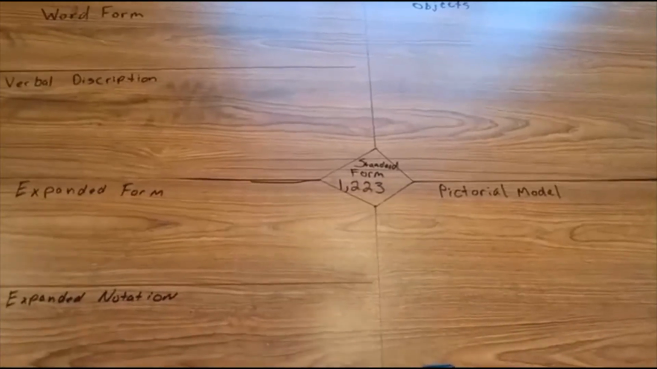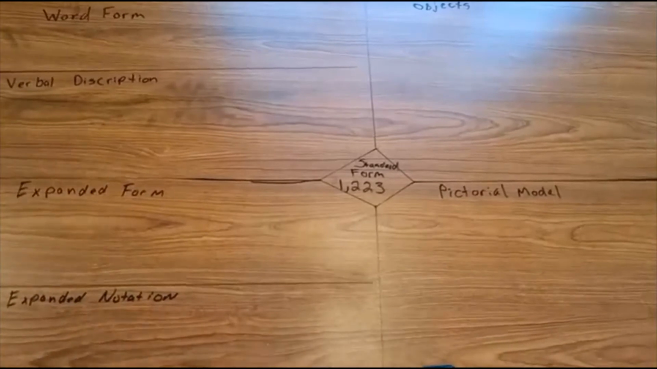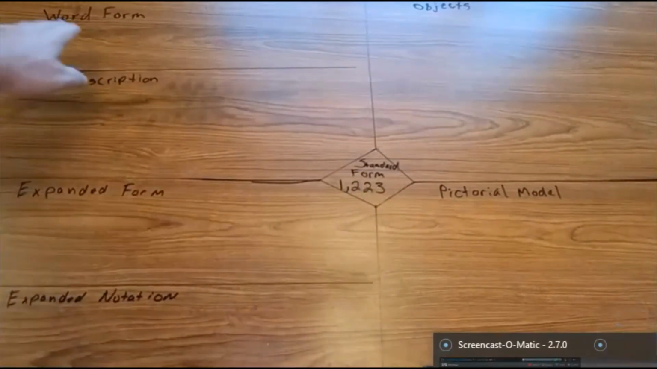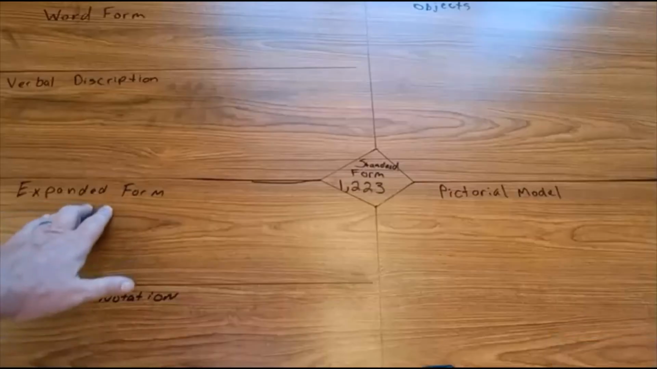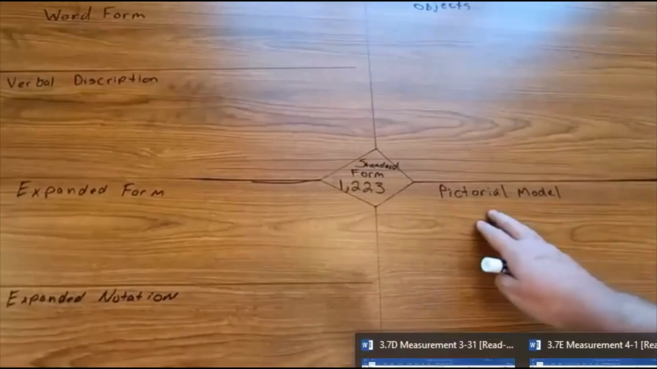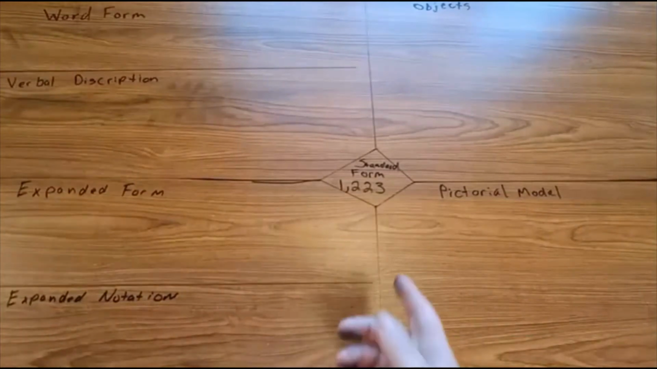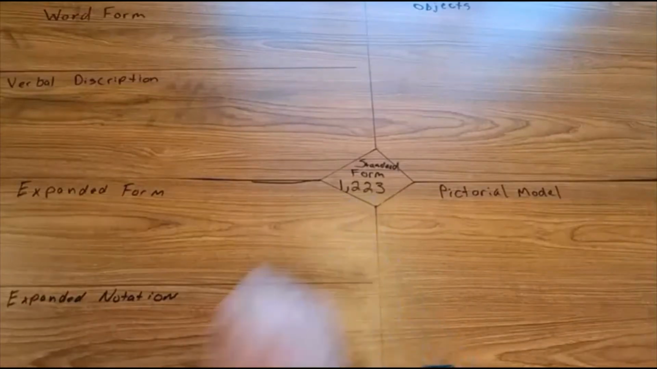Okay, we're going to go ahead and talk about place value a little bit. We're going to represent numbers in different ways. We're going to represent numbers in standard form, like I did right there. I'm going to represent them in word form. I'm going to use verbal description, expanded form, expanded notation. I'm going to use objects to represent numbers, and I'm going to do a pictorial model to represent numbers. So the first way, and the way you're most used to seeing numbers, is in standard form. So the number we're going to do is 1,223.